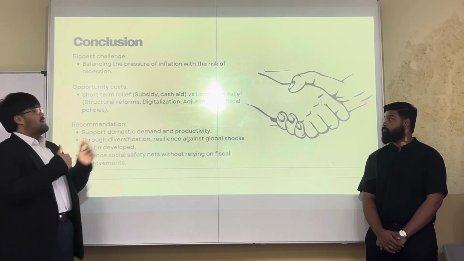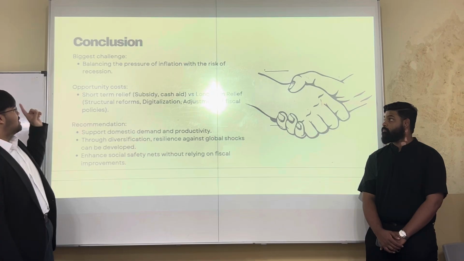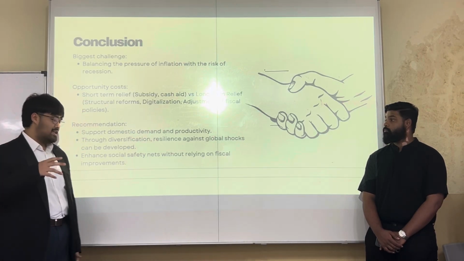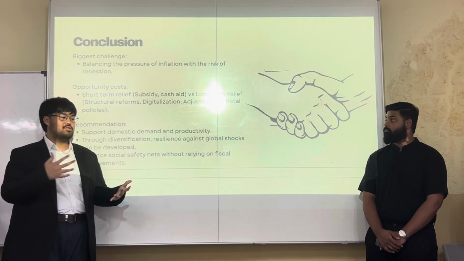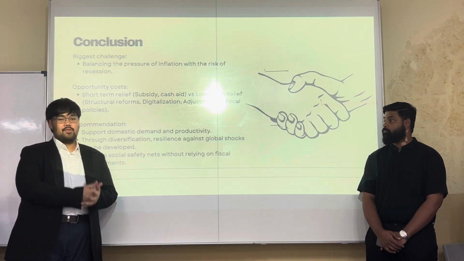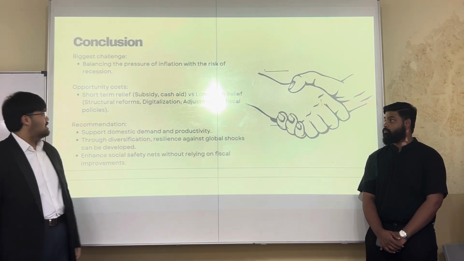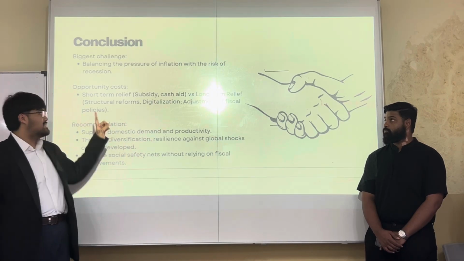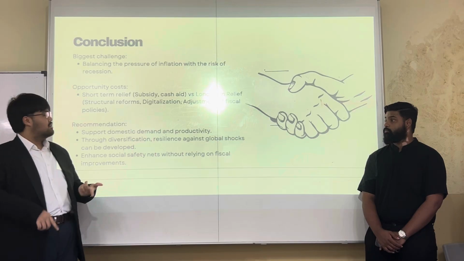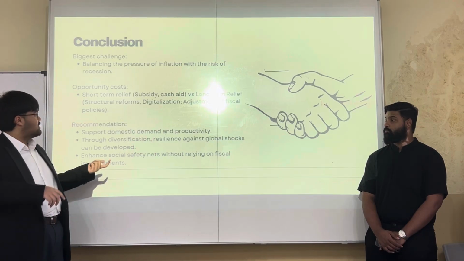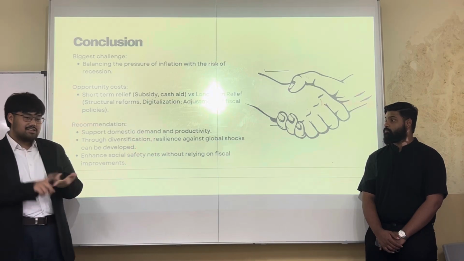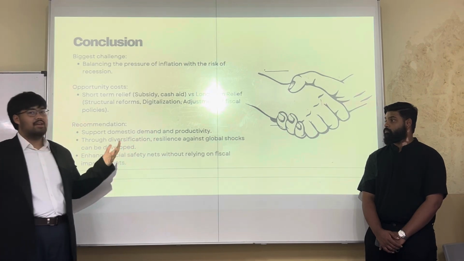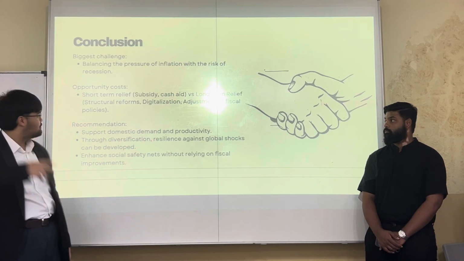So, what is the biggest challenge in all of this? Balancing the pressure of inflation with the risk of recession. Because the government has to know when to step in, when to intervene, basically. So if we just let the blanket subsidy stay in the whole time, that's a challenge because that will increase costs to the government, which will eventually lead to inflation. And inflation means stores will raise their prices, and that'll be bad for everyone because cost of living goes up.